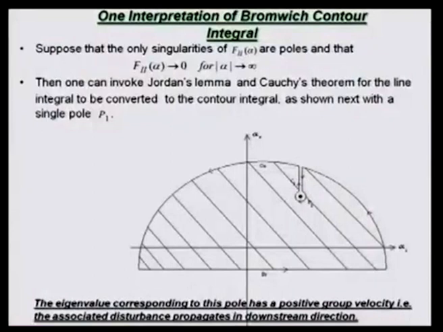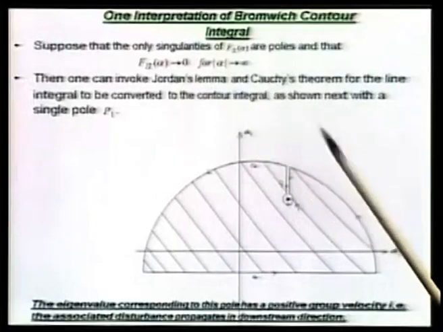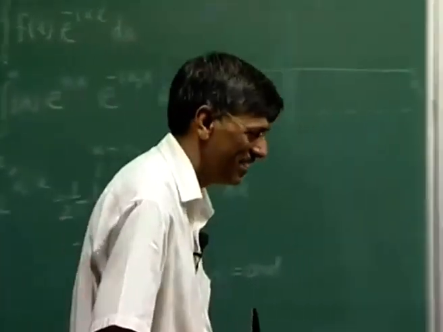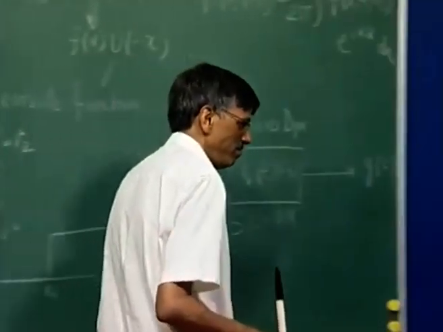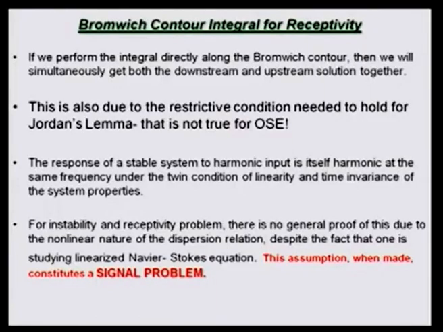It is all very nice and clear, but the only thing is you will have to make sure that Jordan's lemma is good enough here, and there are some ways of finding it out whether the Jordan's lemma is good or not. We can figure it out, but if Jordan's lemma is good, then if we perform the integral directly along the Bromwich contour, then we are going to get the solution for both upstream propagation as well as downstream propagation.